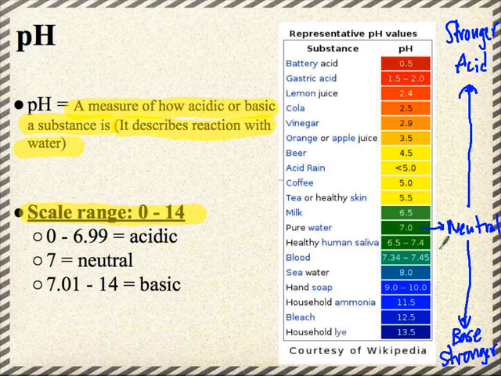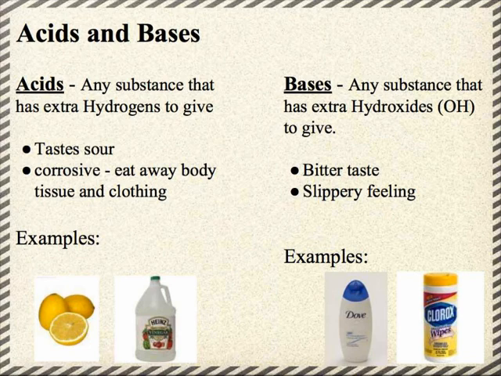So anything a little bit above 7 would be a very weak base, and anything below 7 would be considered a weak acid. But as you get closer to 0, it becomes stronger and stronger. Okay? All right. A little bit more about acids.